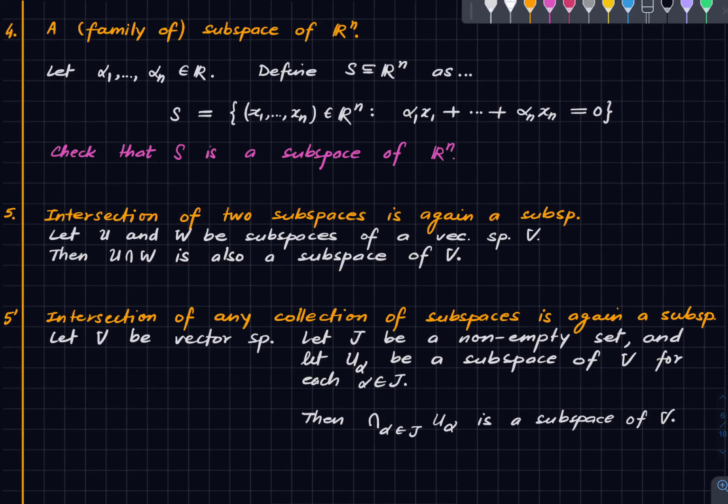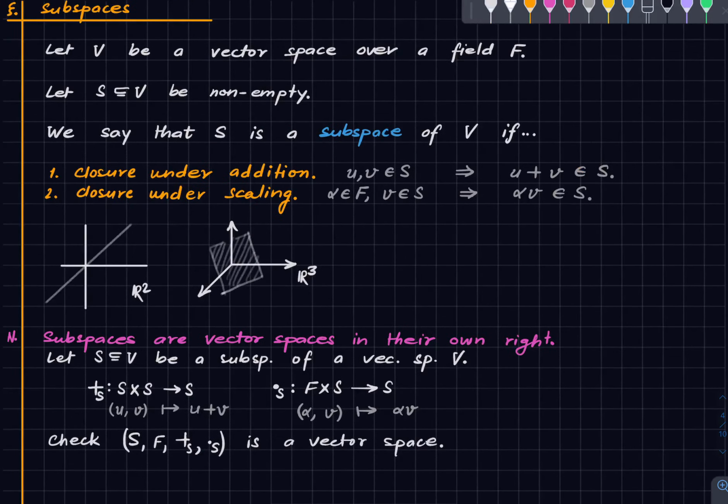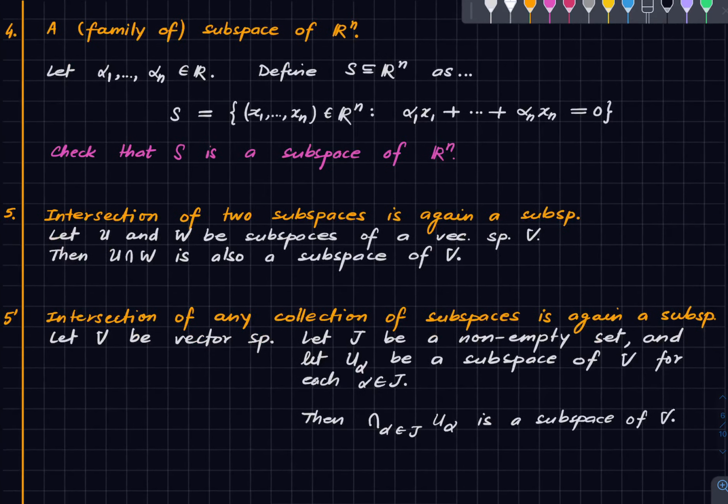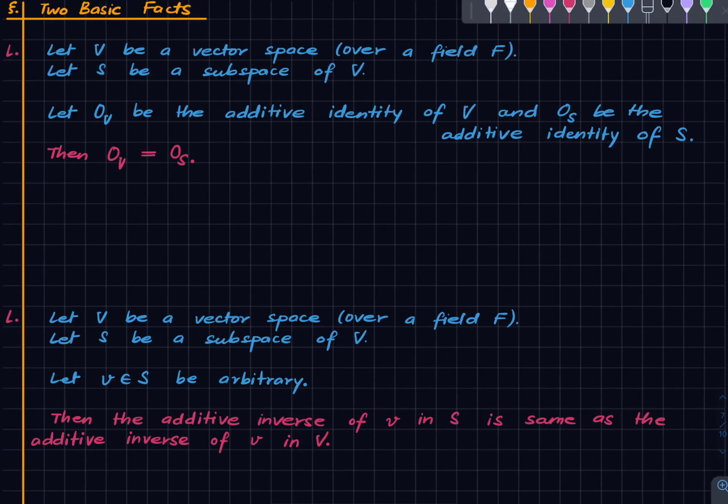Okay, so much for examples. Let me delineate two properties of subspaces. Here is a very simple property that subspaces enjoy. We have a vector space V over some base field F, and S is a subspace of V. Then the additive identity of V is the same as the additive identity of the subspace.